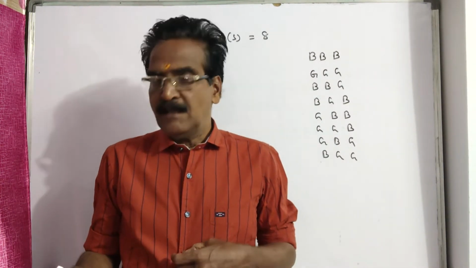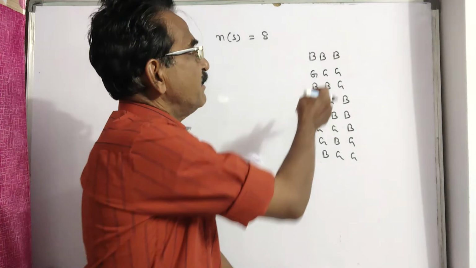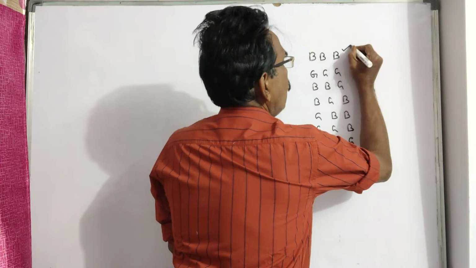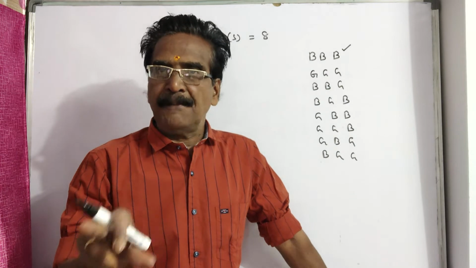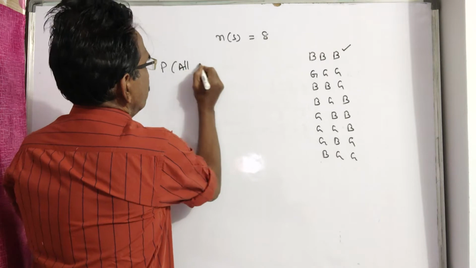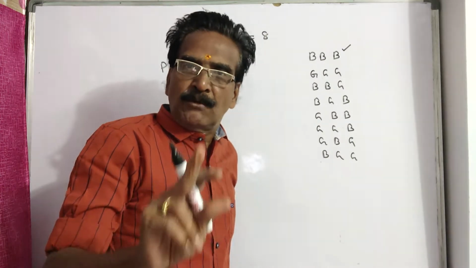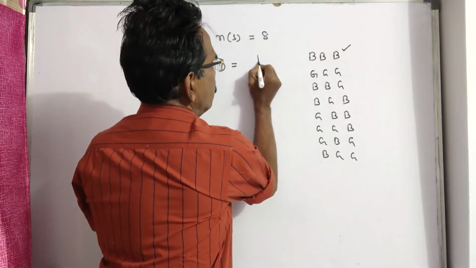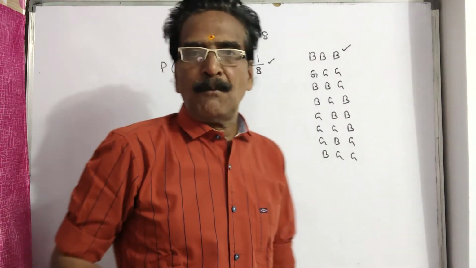See, first question, friends. What is the probability that all are boys? Friends, in our 8 outcomes, one outcome is a favorable outcome, that is having all the 3 boys. So, probability of all boys is equal to favorable outcomes by total number of outcomes. Favorable outcomes, all the 3 children are boys. Favorable outcomes 1, total number of outcomes 8. This is the required probability, friends.